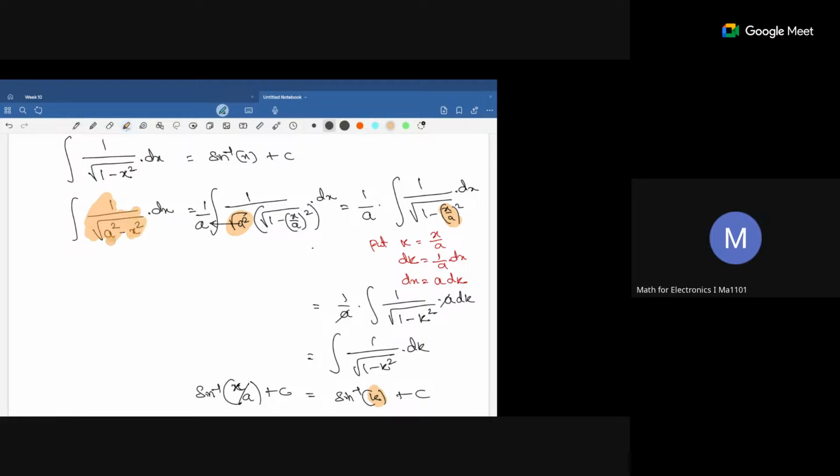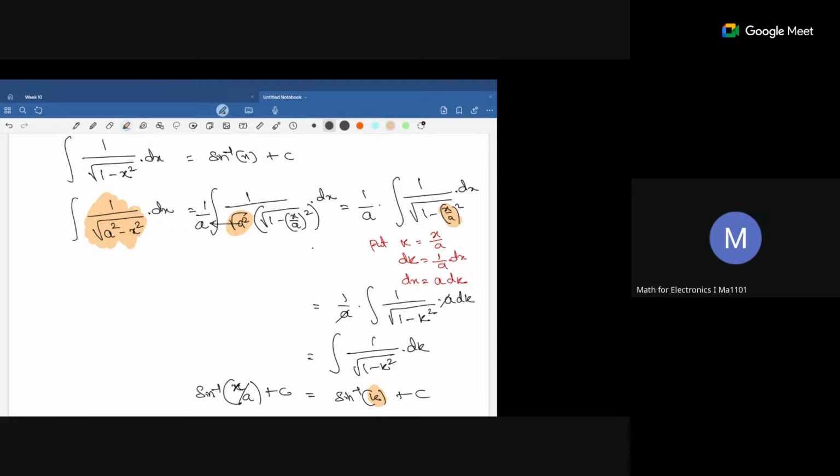So these kinds of integrals previously we were unable to compute, right? If we have these kinds of expressions in the denominator, it's hard to get the integrals. Now sine inverse functions will help us. Not only sine inverse, inverse trigonometric functions will help us in computing these kinds of integrals.